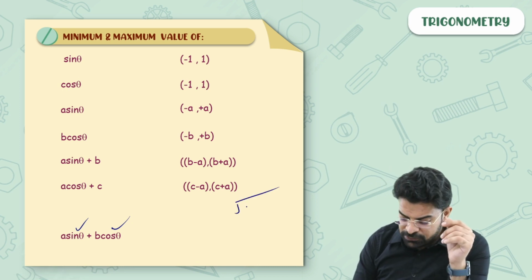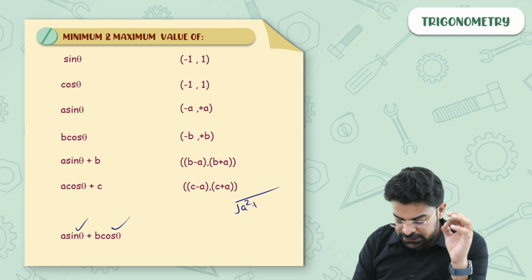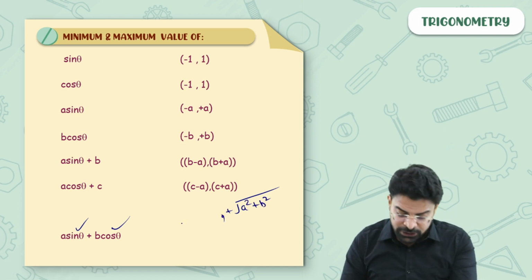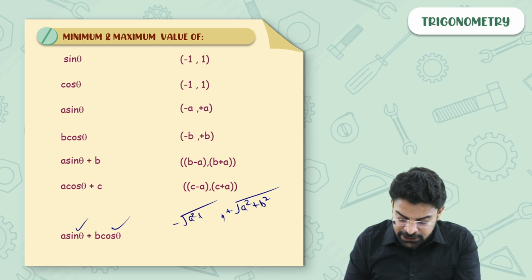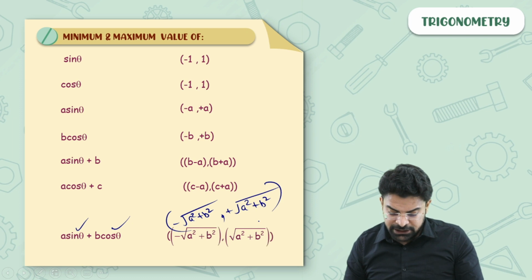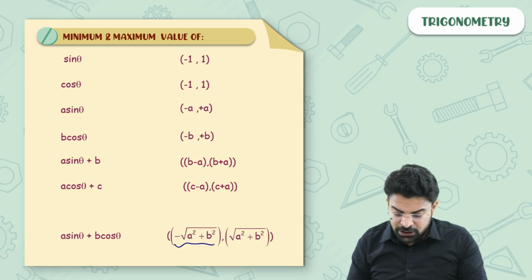So the maximum possible value of a sine theta plus b cos theta is plus under root of a square plus b square, and the minimum possible value of a sine theta plus b cos theta is minus under root of a square plus b square. Hence, we get the range of value from minus under root of a square plus b square to plus under root of a square plus b square.